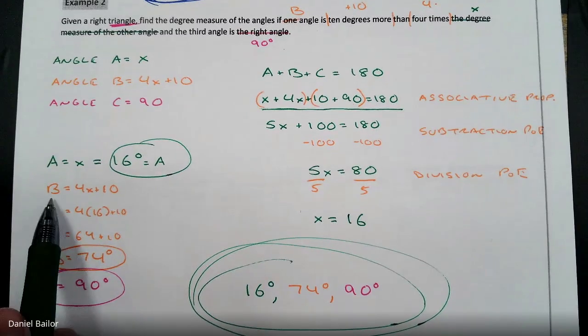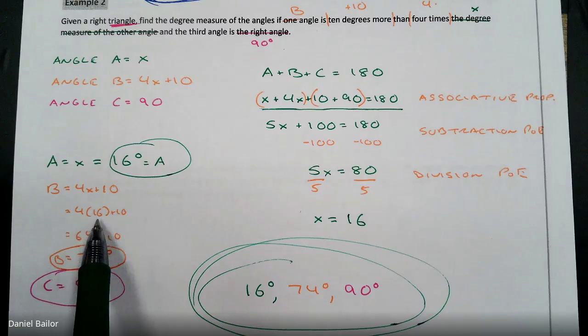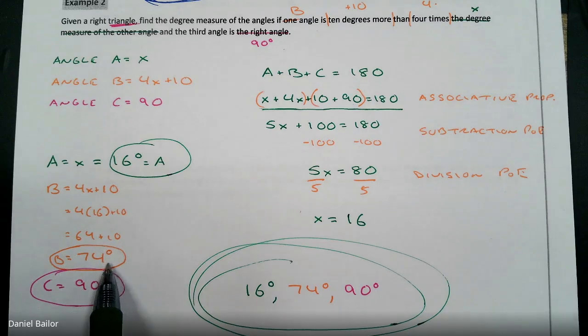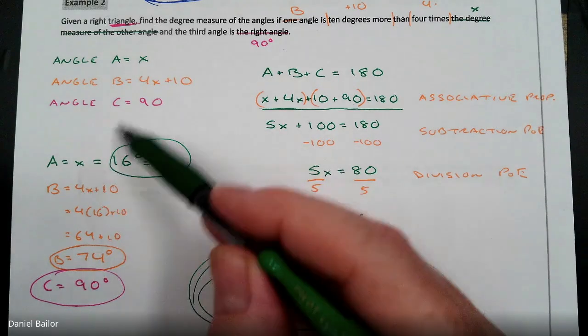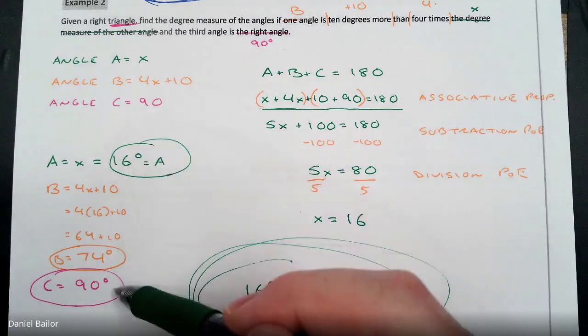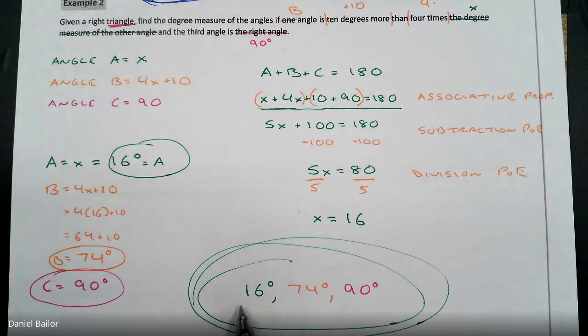Angle B, which remember was 4x plus 10, is 4 times 16 plus 10. 4 times 16 is 64. 64 plus 10 is 74. So after I find x, I use it to find B. And then angle C is just 90 degrees. It told us that in the question. So the 3 angles are 16 degrees, 74 degrees, and 90 degrees.